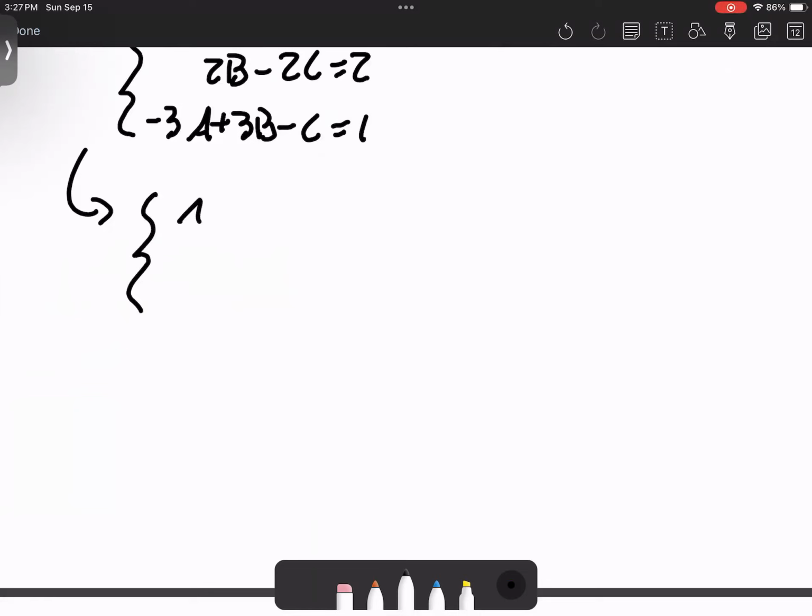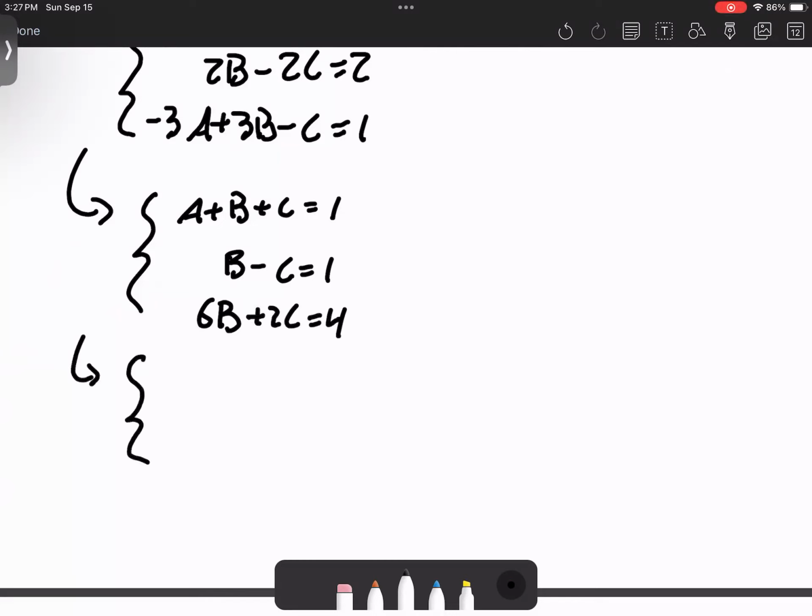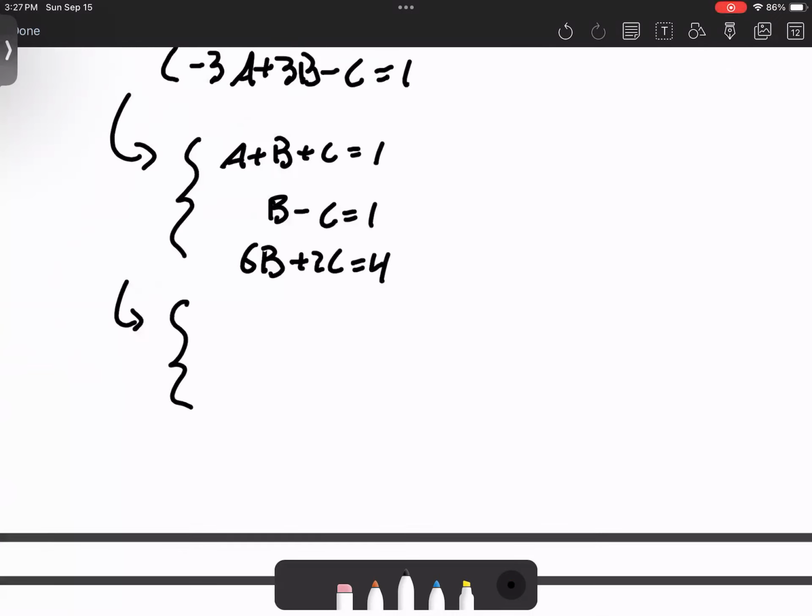After doing so, we are left with a plus b plus c equaling 1. I will also take my second equation and just divide by 2, to make it a little bit easier on myself. I have b minus c is equal to 1. And my resulting third equation is 6b plus 2c is equal to 4. All right, the next step, I am going to multiply my top equation by minus 6, add it to my third equation, and replace my third equation with it.